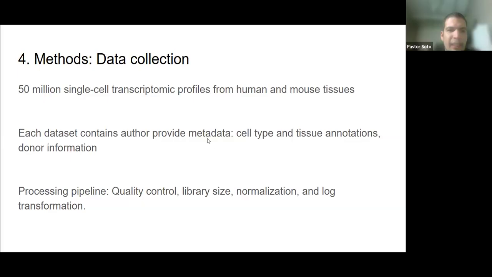Yeah, thanks. So, okay, the data collection: they have 50 million single-cell transcriptomic profiles from human and mouse tissue, and each dataset contains the provided metadata, which contains cell type and tissue annotations, donor information, and the processing goes through the regular processing pipeline: quality control, library size normalization, and log transformation.